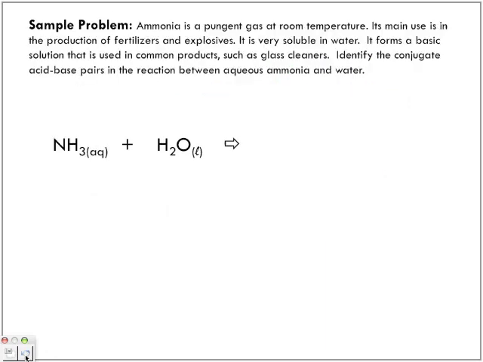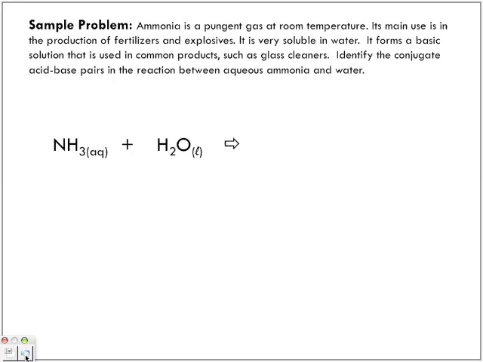Last sample problem. Ammonia is a pungent gas at room temperature. Its main use is in the production of fertilizers and explosives. It is very soluble in water. It forms a basic solution that is used in common products such as glass cleaners. Identify the conjugate acid-base pairs in the reaction between aqueous ammonia and water. So take a moment and come up with their conjugate acids and the conjugate bases.